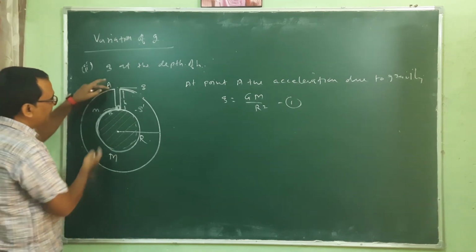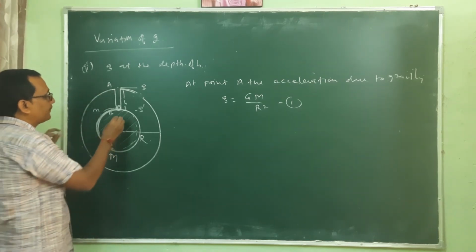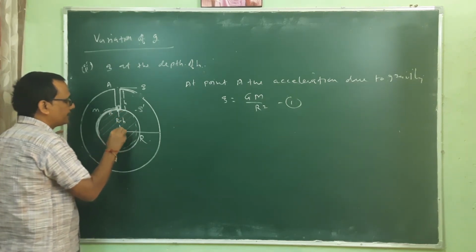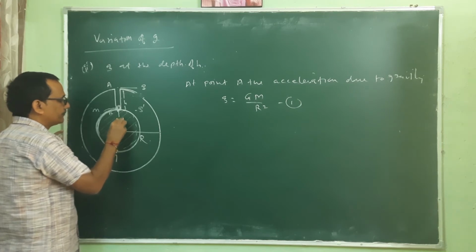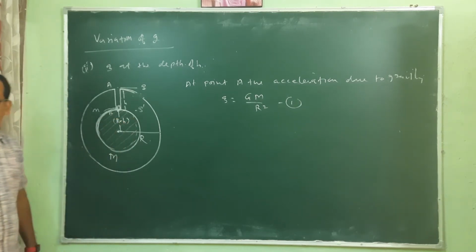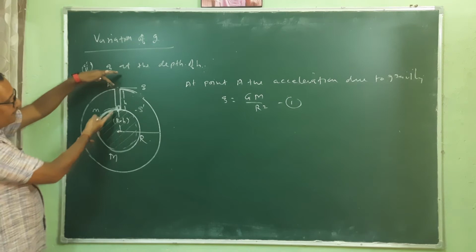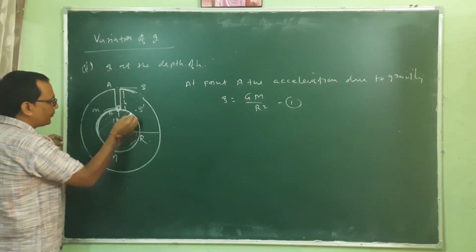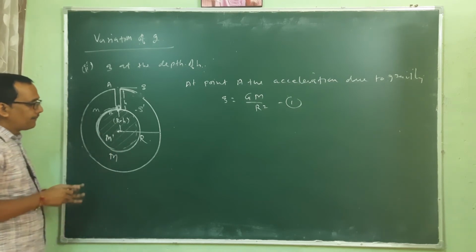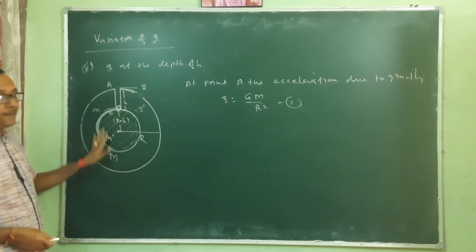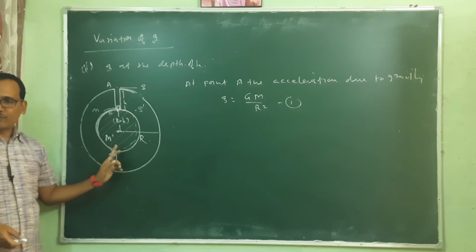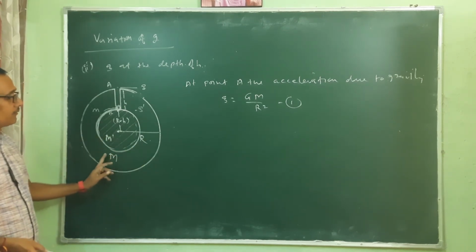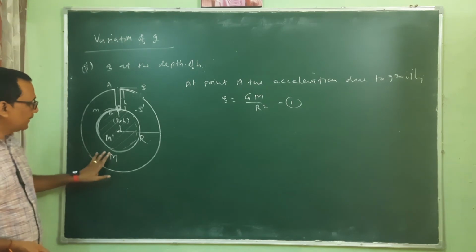Let's say this is h and this is R, then this depth will be R minus h. Okay, so the complete radius is R, this is h, so this part is R minus h. So first of all, we have to calculate this M prime. This is the mass of the inner part of this Earth, and in order to calculate this, we have to calculate the density of this Earth.